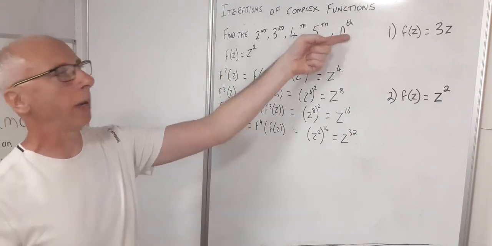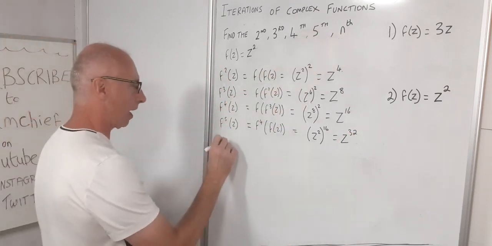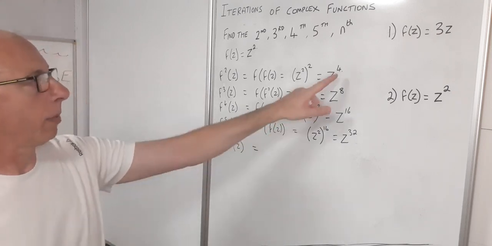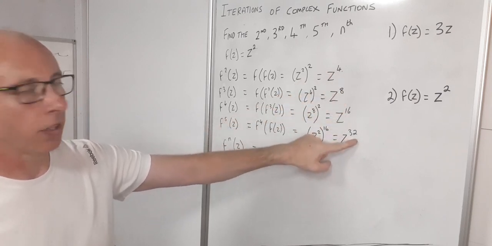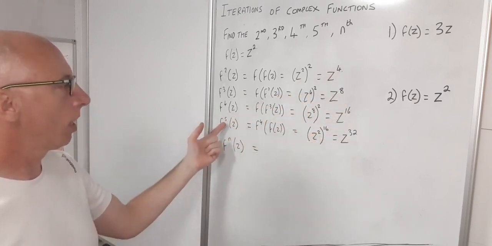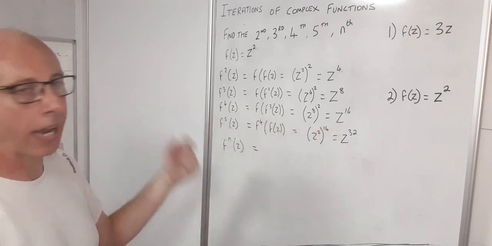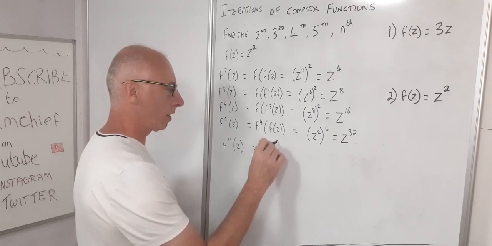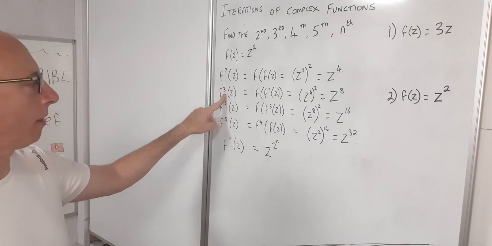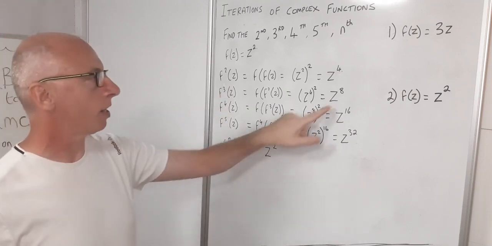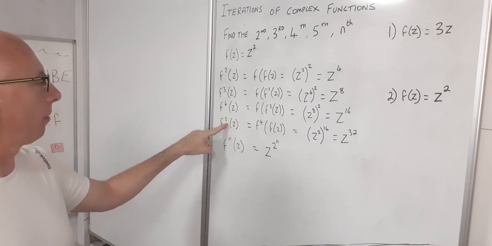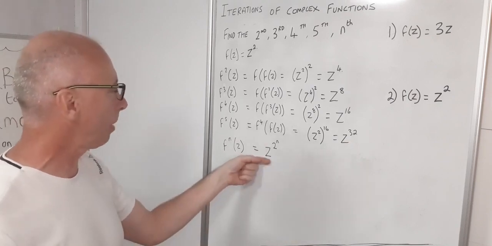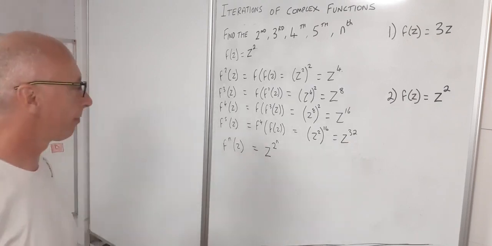Okay, what about our nth iteration? So fn of z. So then what's happening to our iterations here? We've got 4, 8, 16, 32. These all look like powers of 2 to the power of n. So then our nth iteration is z to the 2 to the n. So for example, 2 to the power of 3 is 8. So that becomes our z to the 8. 2 to the power of 5 is 32. So then that becomes our z to the 32. So that becomes our nth iteration.